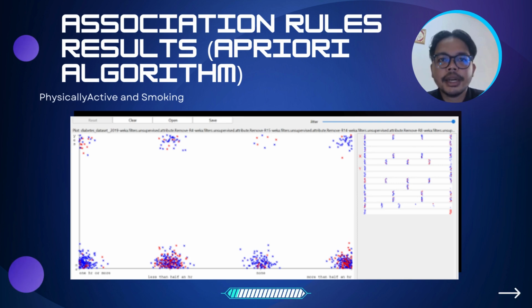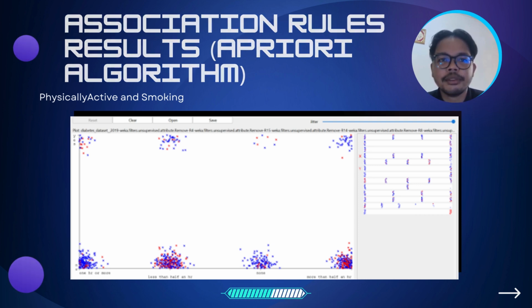Lastly, is about the analysis of the correlation between physical activity levels and smoking habits among diabetes patients. There is a concentration of data points representing patients who engage in high levels of physical activity. The spread of these points along the y-axis suggests variability in smoking habits among these physically active individuals. However, there is a tendency toward non-smoking or lower smoking frequency within this group. This indicates that physically active patients are less likely to smoke or smoke less frequently.